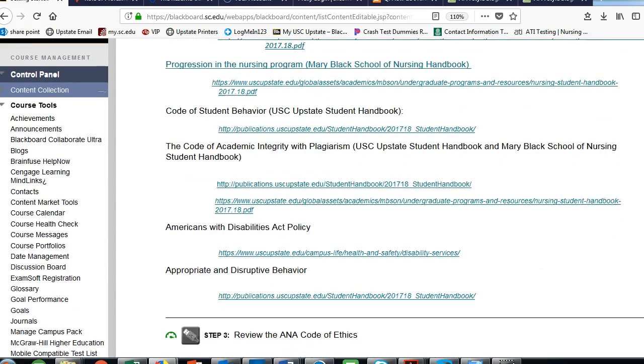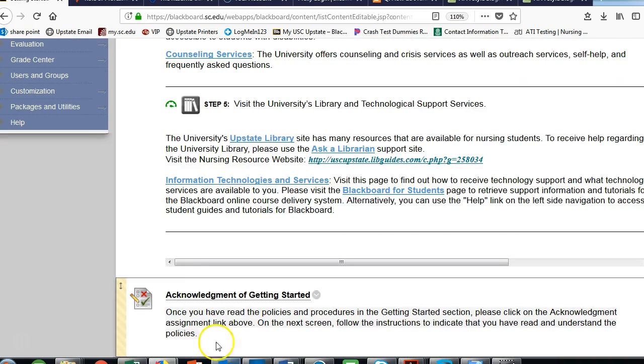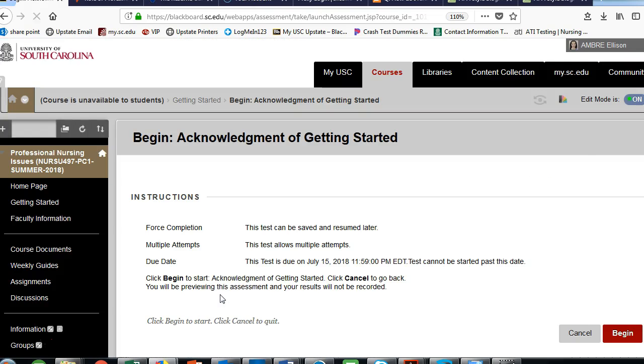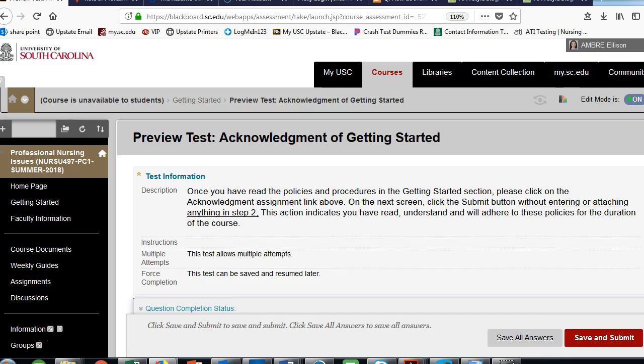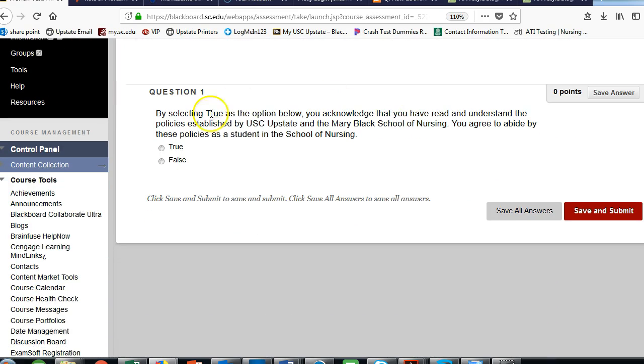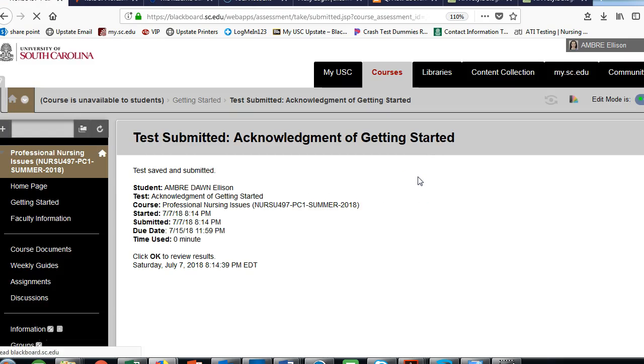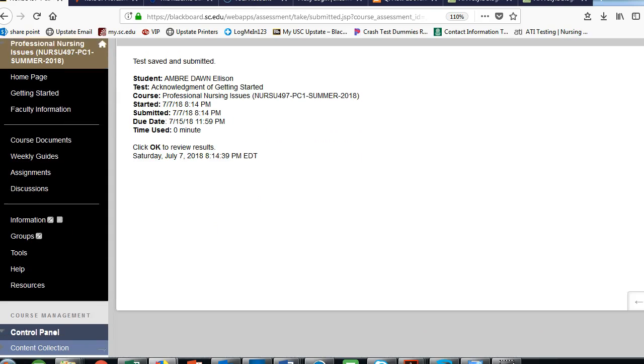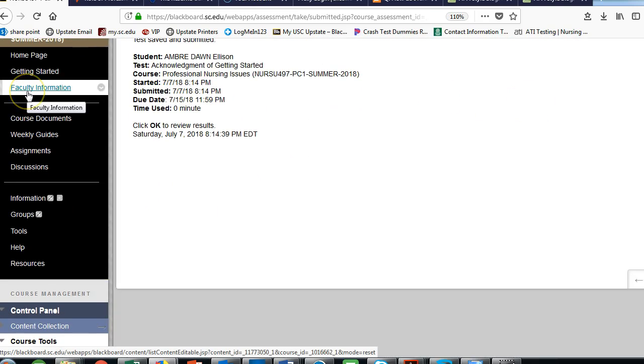The Getting Started page is kind of important because there's an acknowledgement that you need to do. The acknowledgement is due July 15th. It is just do it and pass, don't do it and don't pass. All you have to do is hit begin and you acknowledge that you have read and that you understand everything. So hit true. If you don't hit true, you won't pass the test, and then you save it. And you'll get a little receipt via email that it is done.